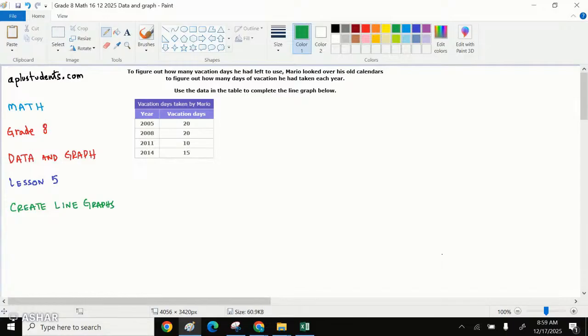To figure out how many vacation days he had left, how many vacation days were left? So we have to find this. Mario looked over his old calendars to figure out how many days of vacation he had taken each year. So in order to find the number of days he can avail for the vacations, he is looking at how much he has availed and how many are left. A grid is given to us, which represents vacation days taken by Mario. In 2005, he took 20 days as vacation, 2008, 20 days, 2011, 10 days, and 2014, he took 15 days.